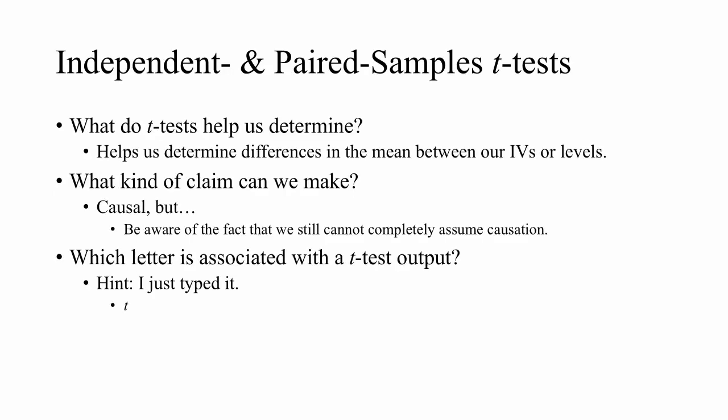So going on with that, I wanted to talk about the independent and paired samples t-test. They help us determine differences in the mean between our IVs or levels. What kind of claim can we make with this? We can make a causal claim, but we still have to be aware of the fact that we're not able to completely assume that this IV is causing this kind of output for the DV. Independent and paired samples t-tests are a little stronger, I guess, when it comes to analyses and interpreting results compared to correlations.